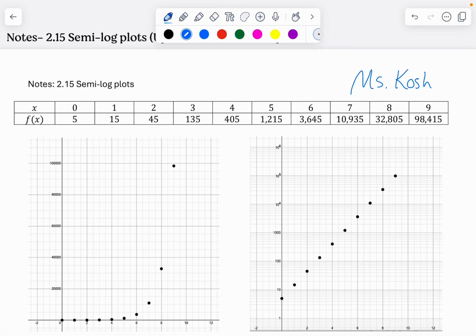Howdy, AP PreCal. It is Miss Kosh. This is the third way that I have taught semi-log plots in the 3 years that this course has existed. So each year I'm kind of refining how I want to do this, and we'll see how this goes today.